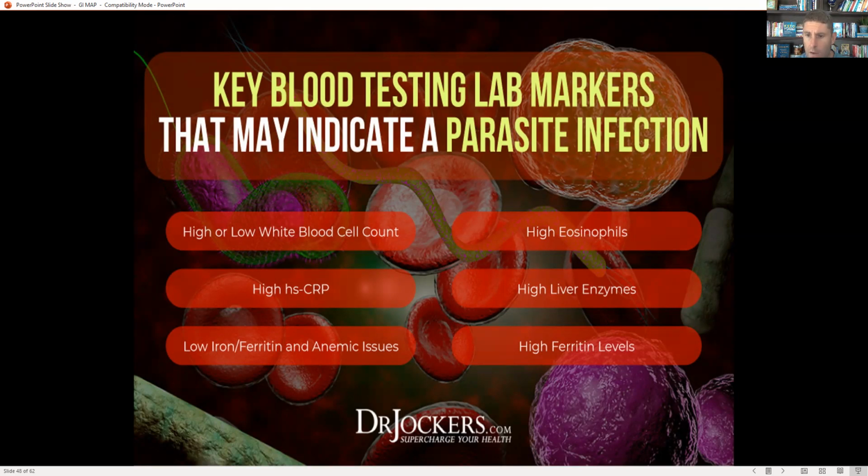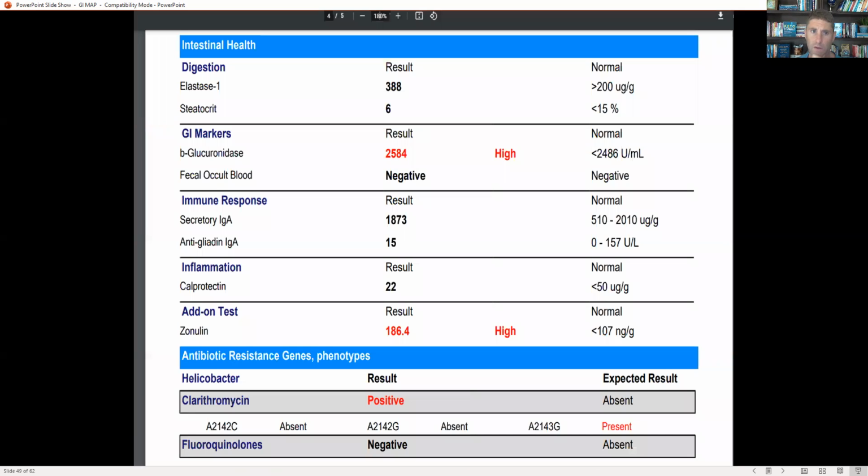H. pylori and with parasites, or high ferritin levels. High ferritin, a lot of times you'll see low iron and kind of anemia, but then high ferritin. Okay. And that's because ferritin is a storage form of iron. And so when the body's trying to make sure that the parasites don't get the iron, it will raise up ferritin, or it will not release ferritin to become serum iron to drive up blood cells. Instead, it will keep the iron in the storage form. So high ferritin levels can be what it's trying to do there.